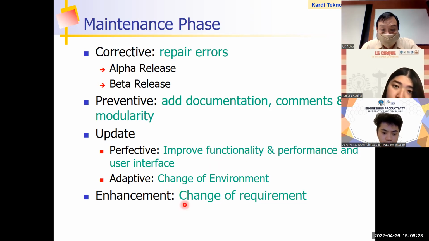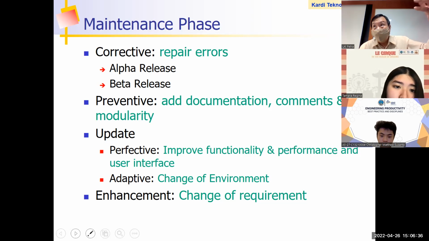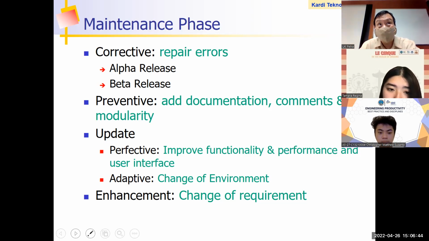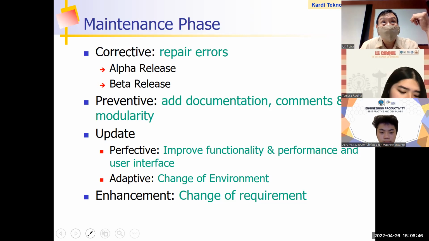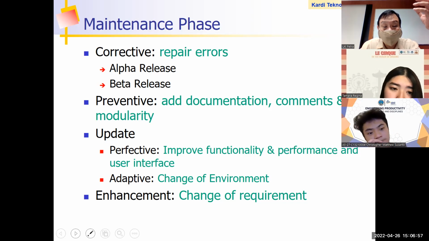Next is enhancement. This is a really big change in the requirement. Usually if it is too big, then the software is dead. You can copy some part of this software for the next software, but you can declare this software is already dead, so you go to the next software. Because the change is already too big, you cannot maintain it anymore. Sometimes it is easier to create new rather than to maintain.